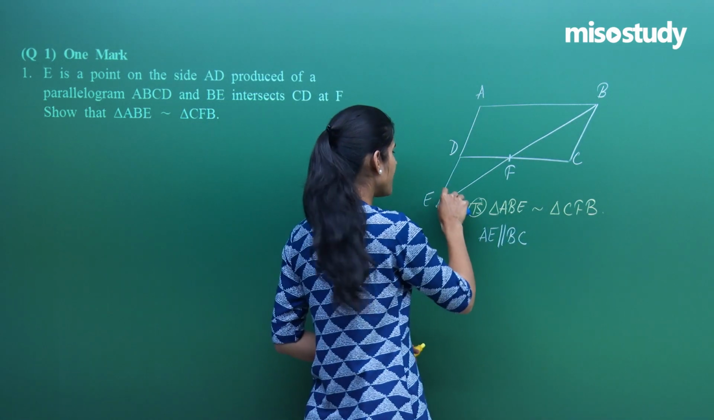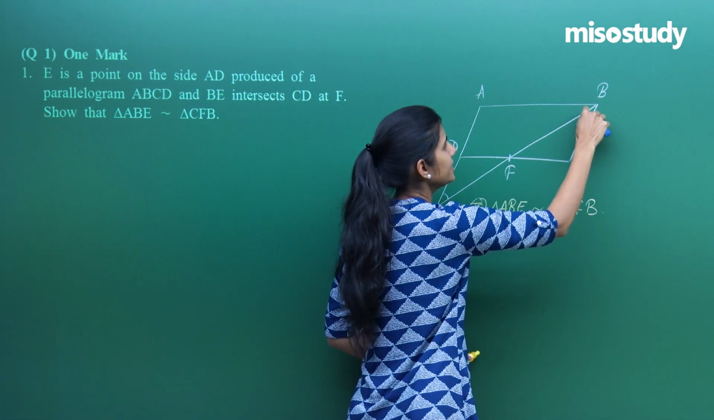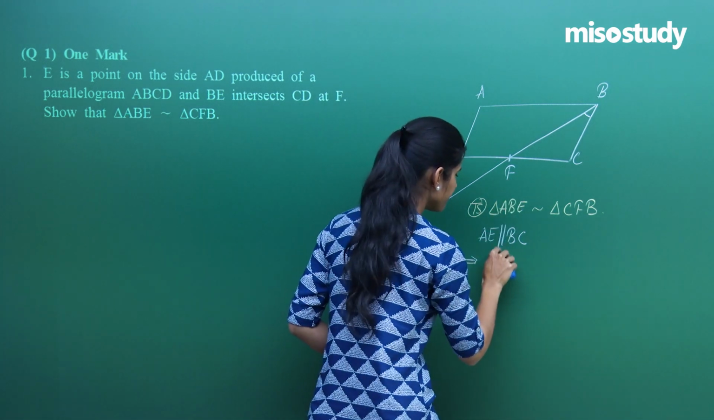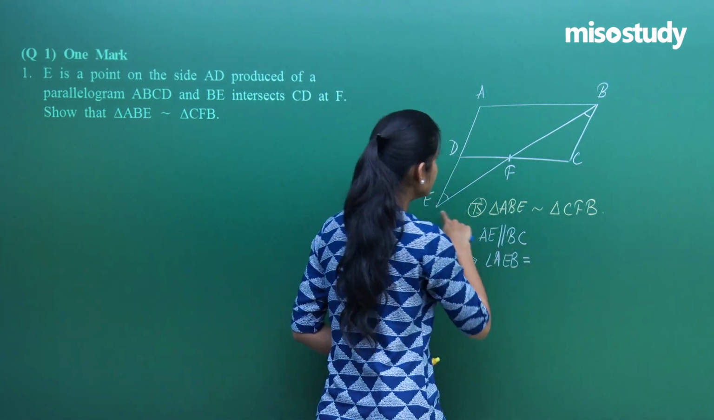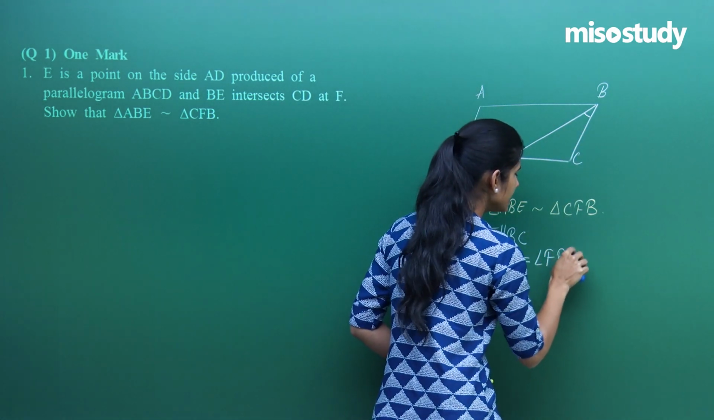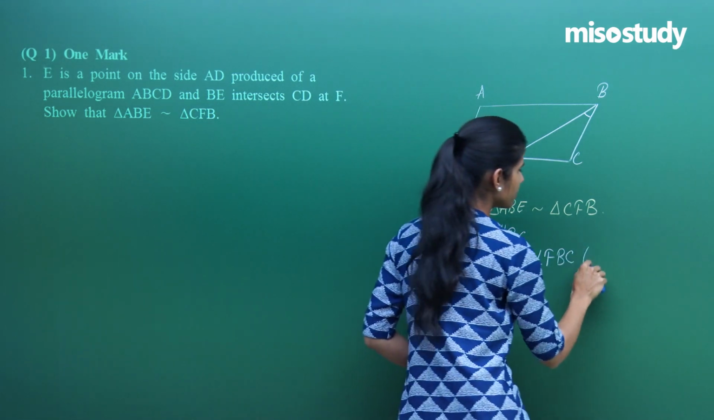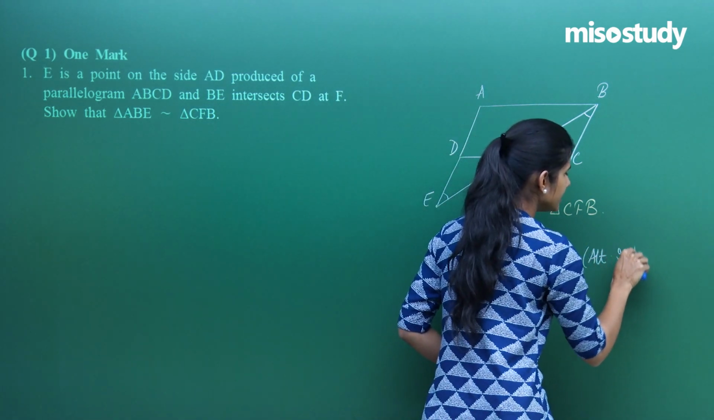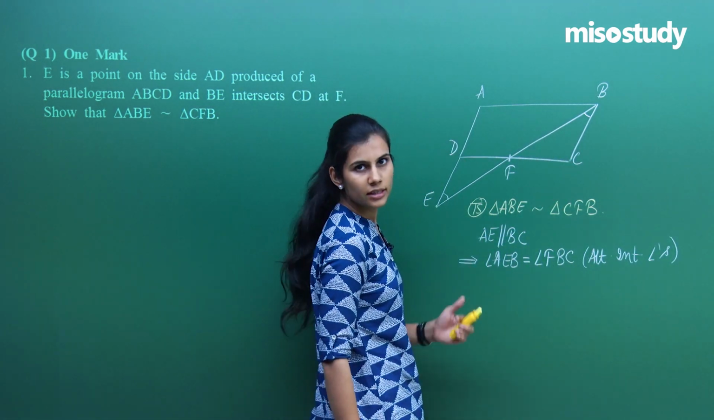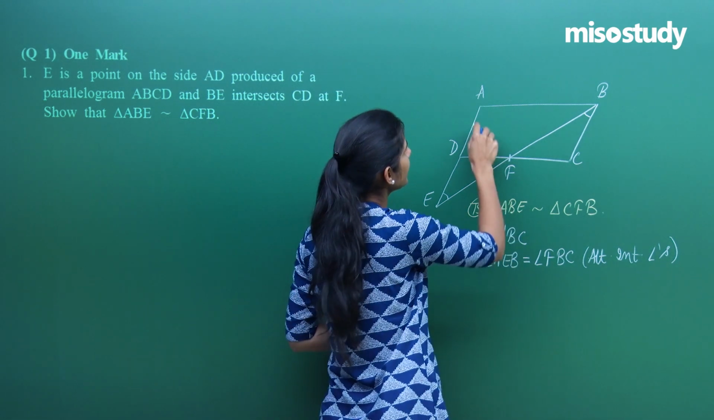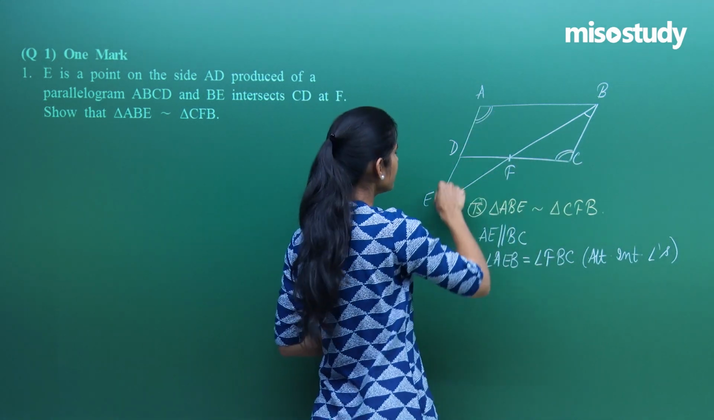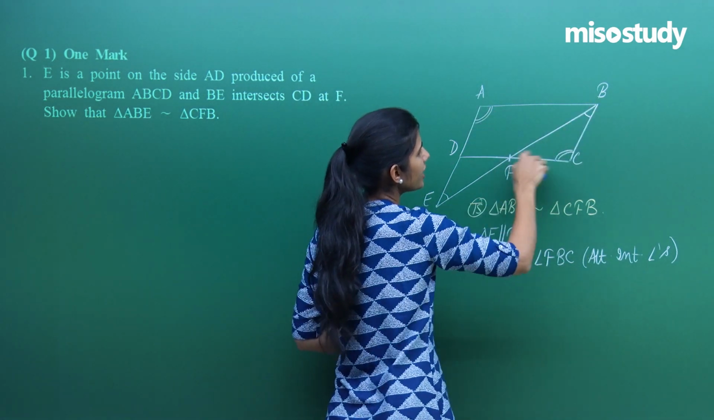BC and AE, and therefore this pair of alternate interior angles is going to be equal. So I am going to have angle AEB sitting in triangle AEB is equal to angle FBC sitting in triangle FBC. Why? Because they are alternate interior angles. Moreover, because this is a parallelogram, opposite angles are equal. This angle is equal to this angle. This angle is sitting in the triangle AEB and this angle is sitting in the triangle BFC.